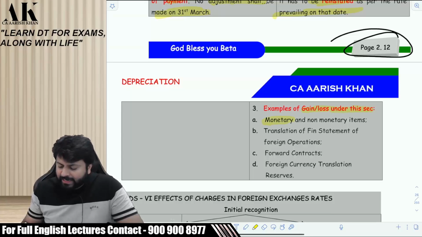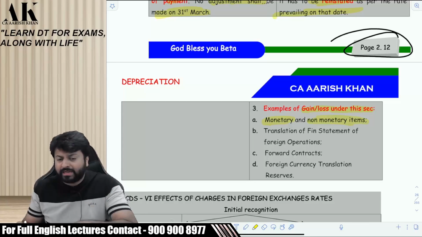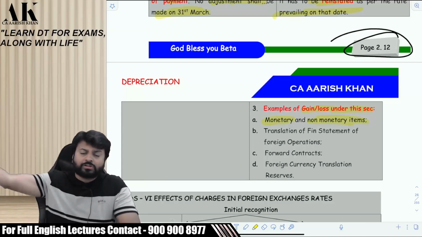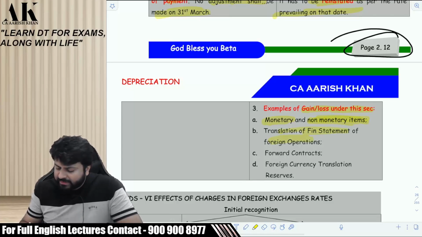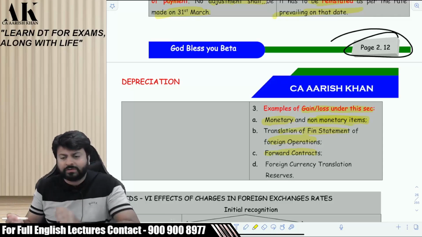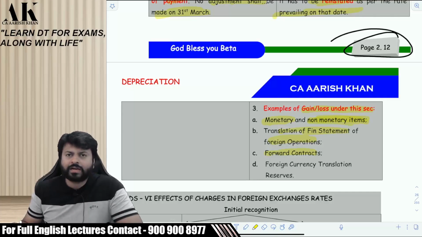Monetary transactions can have gain or loss. Even non-monetary items are adjusted under income tax law. In accounts, non-monetary items are not adjusted if you remember. Only monetary items are adjusted in accounts. But in tax, even non-monetary items should be adjusted. Translation of financial statements of foreign operations, foreign currency forward contracts. If there is a gain or loss on forward contract, yes or no? There can be gain or loss in forward contract also. What kind of gain or loss can be there in forward contract? Please tell me.